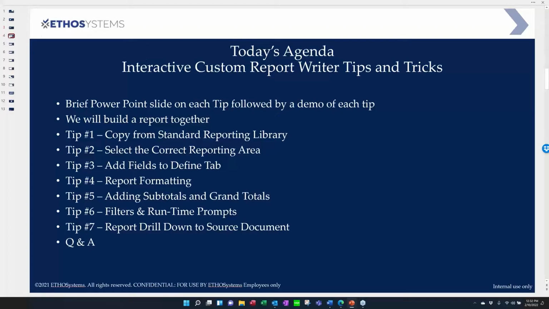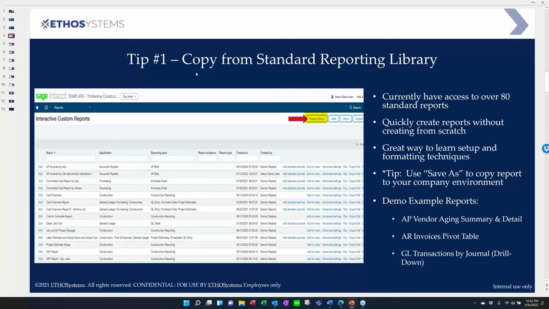Okay, so let's start. The first tip is using the standard reporting library. So when you first go into ICRW, you're going to see this report library button, and you're going to click on it, and you're going to be presented with a list of about 80 standard reports. And this is a great way to quickly create a report instead of going from scratch. You can just copy these reports. Maybe it's about 80% there, and you just have to add a couple of fields. So this is really a great tool.